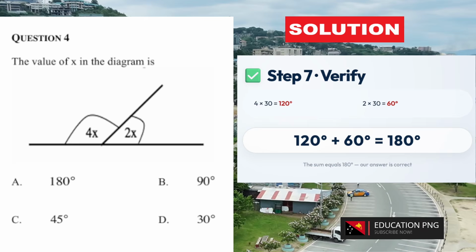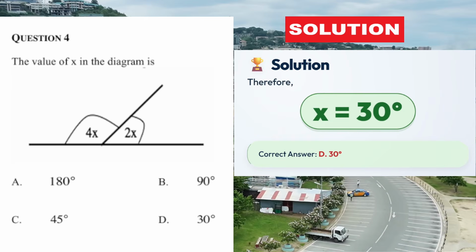And so, the value of x is 30 degrees. The correct choice is D, 30 degrees.